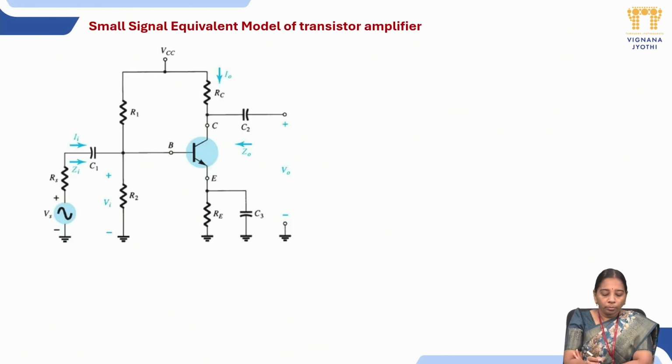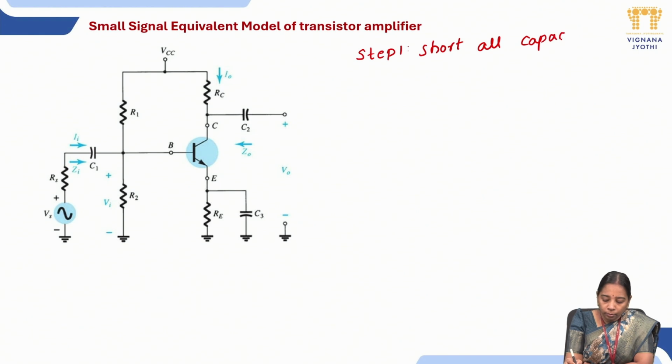So now, how are we going to convert this transistor amplifier into a small signal equivalent model? As we are going with the AC analysis, the capacitors act as a short circuit for AC signals. So we can short all the capacitors. Step 1 is to short all capacitors. Means the capacitors could be shorted like this.